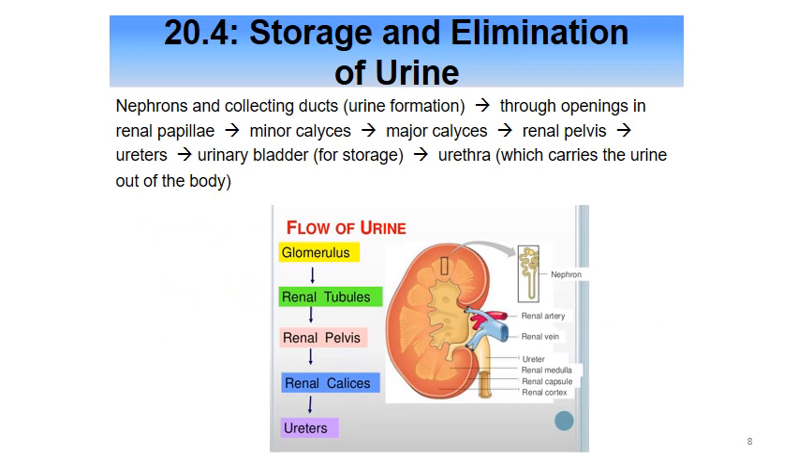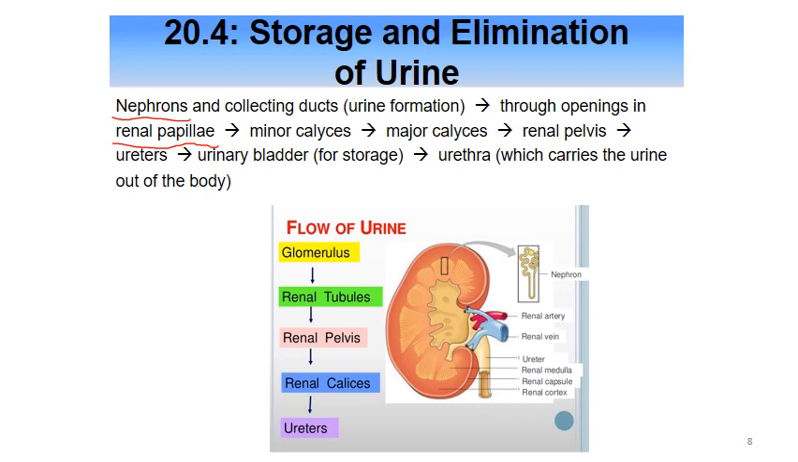Storage and elimination of urine. We have seen already that nephrons are the ones that are making the urine. Then the urine is going to flow down the collecting ducts. Then the collecting ducts open into the minor calyces. The end parts of the pyramids are called the papillae. So the urine goes first into the minor calyces, which then connect into the major calyces.